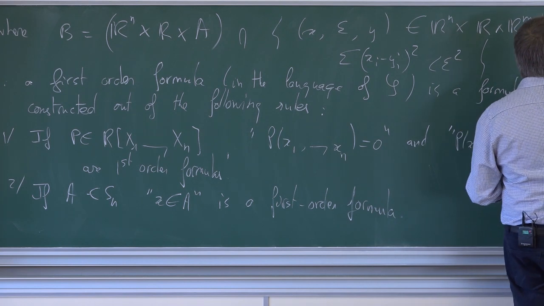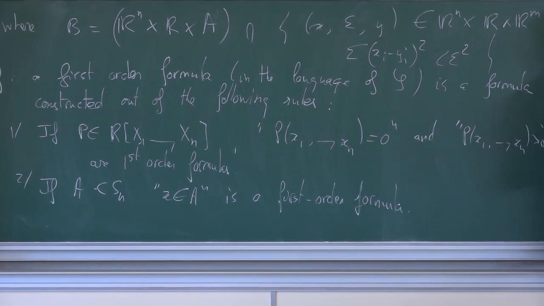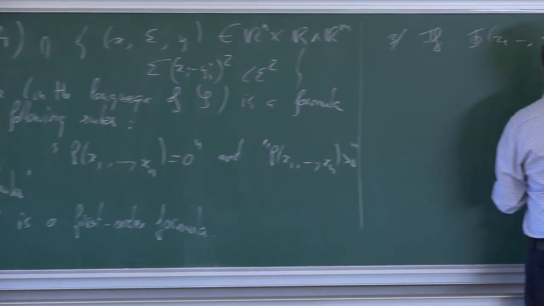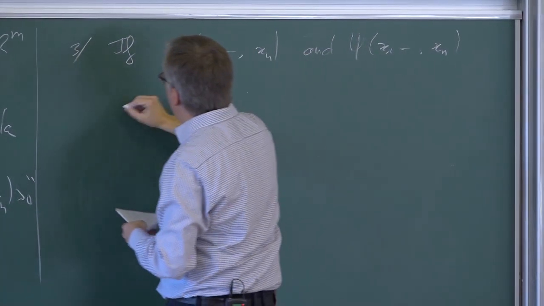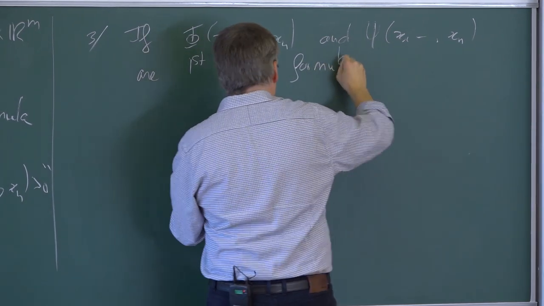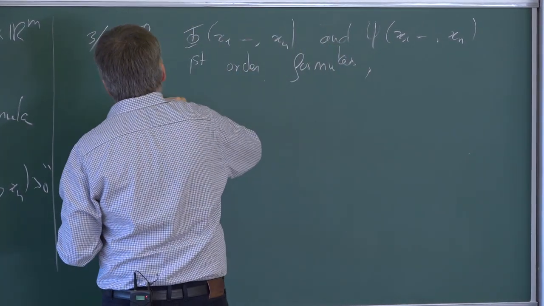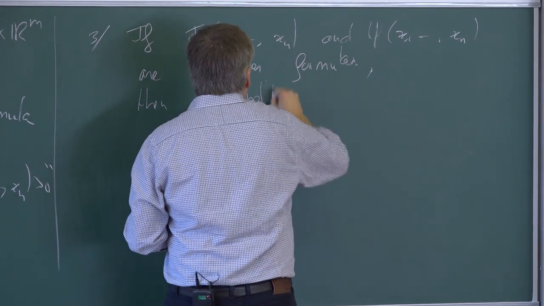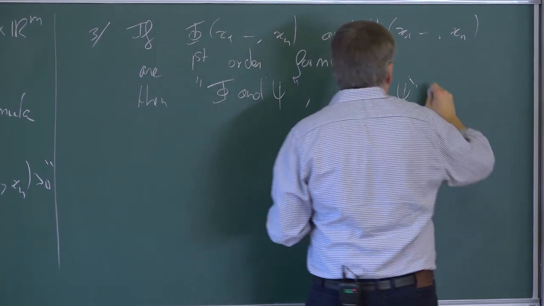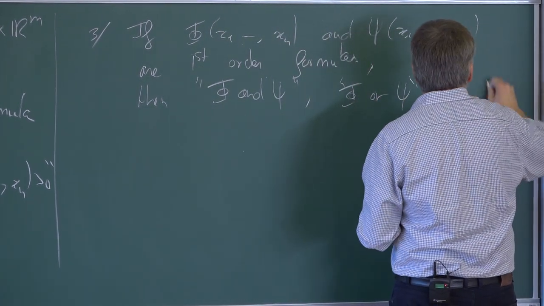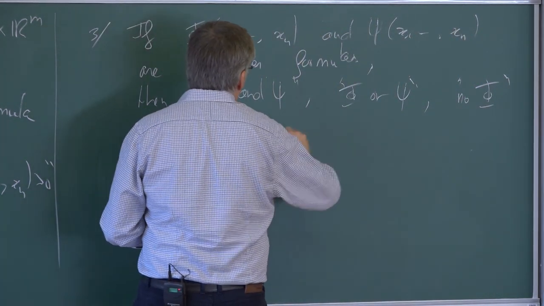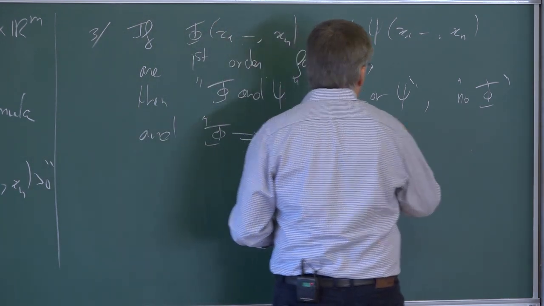Three is that if you have two first order formulas, phi(x1, ..., xn) and psi(x1, ..., xn), then phi and psi, phi or psi, not phi, and phi implies psi are first order formulas.